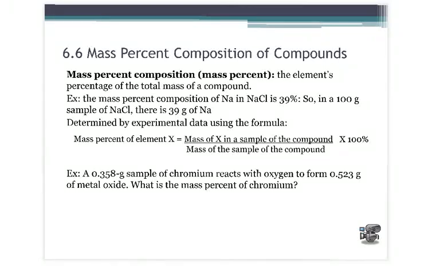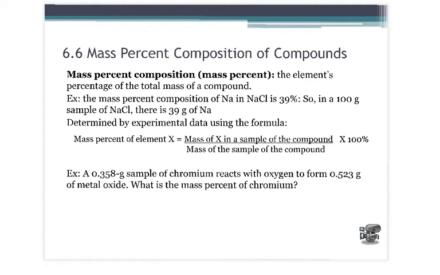Now we're going to talk about mass percent composition of compounds. The mass percent is the element's percentage of the total mass of the compound. So it's part per whole. The mass percent composition of sodium in sodium chloride is 39%. That's saying that for every 100 grams of sample of sodium chloride, we have 39 grams of sodium. And this is determined using experimental data.